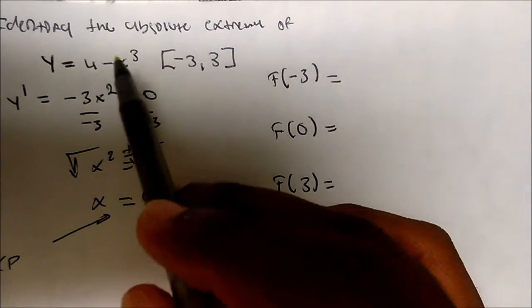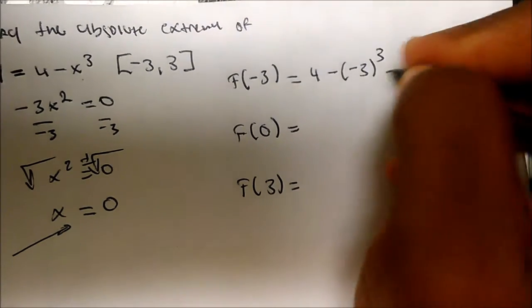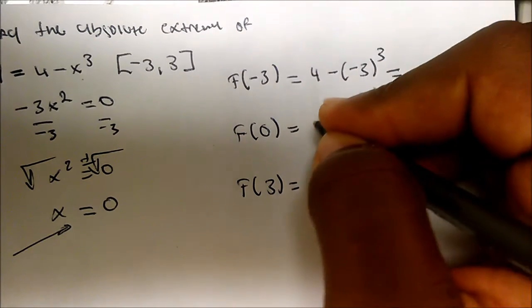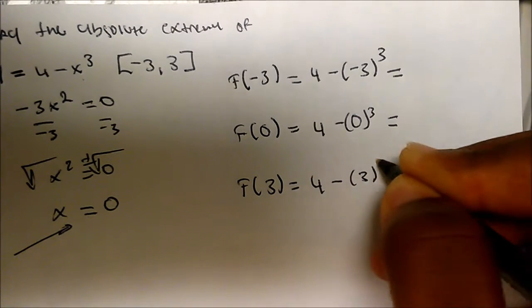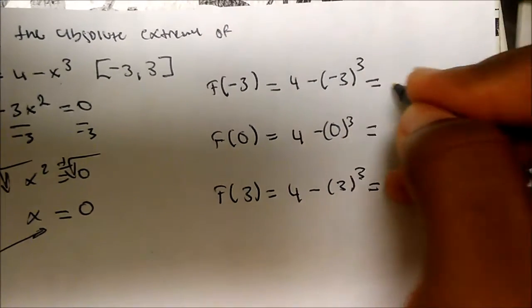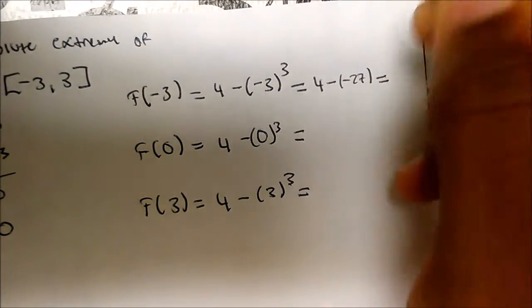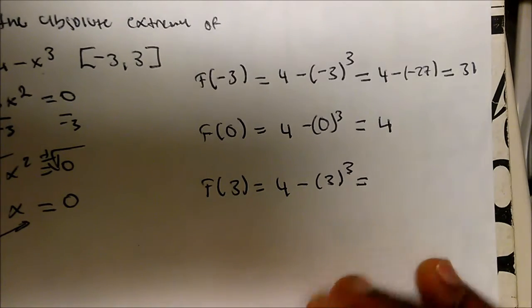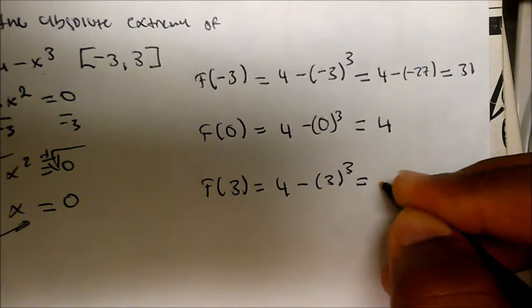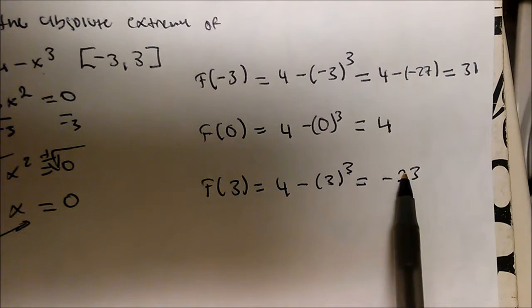Now you plug these back into the original function, not your derivative. That's very important. So this will be 4 minus -3 cubed, this will be 4 minus 0 cubed, and this will be 4 minus 3 cubed. Again, you can see that this will be 4 minus -27, which will just add to be 31. This will be 4 minus 0, which will just be 4. This will be 4 minus 27, which will just be -23. So this is our highest value, and this is our lowest value.